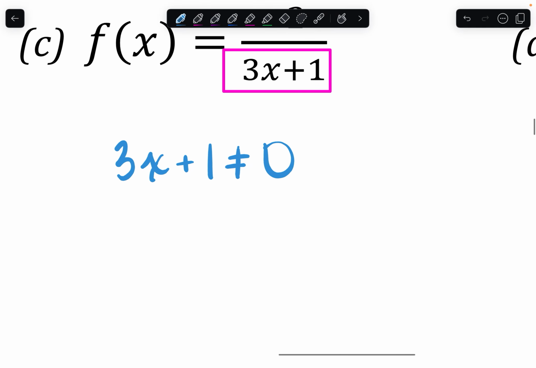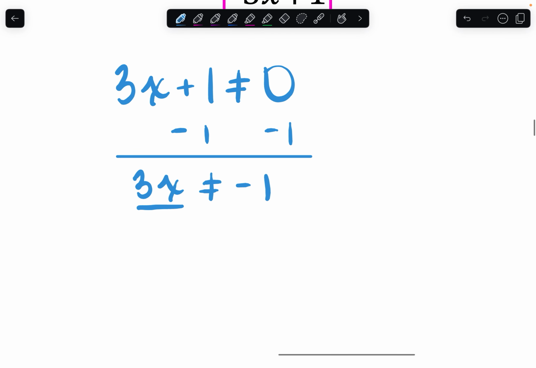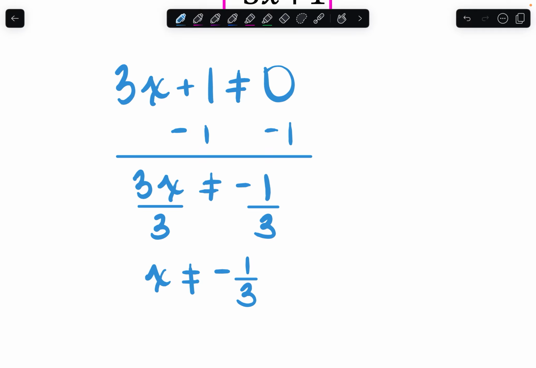So undo what is not attached first. So addition and subtraction gets moved first. So I'm going to subtract 1 from both sides. Then I am going to divide by 3. So that tells me x cannot equal negative 1 divided by 3. It doesn't divide nicely, nor does the fraction reduce. Leave it as a fraction.